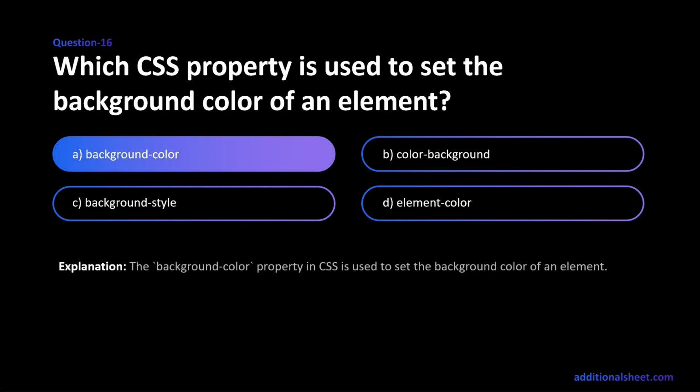Correct answer is option A. The background-color property in CSS is used to set the background color of an element.